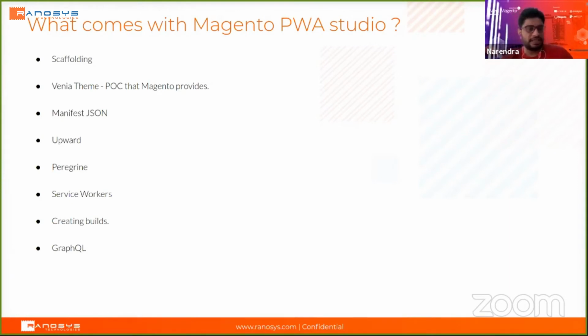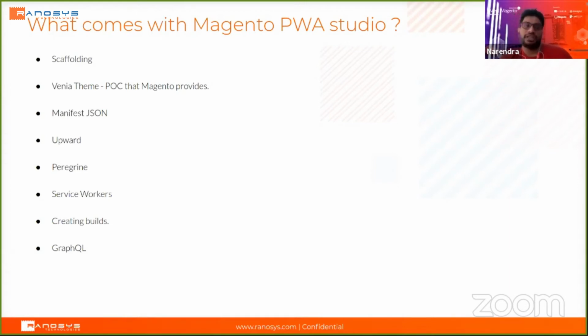In short, as I told you: scaffolding, Venia theme, and manifest JSON, which actually provides all those app icons, images and configurations. Upward is definitely the connector between the React, or you can say the PWA, and Magento's GraphQL. So APIs communicate with this Upward. We will discuss it again in detail.